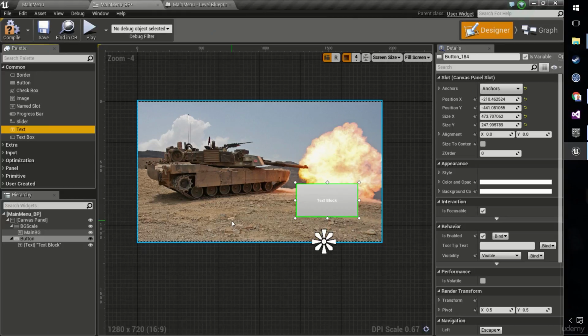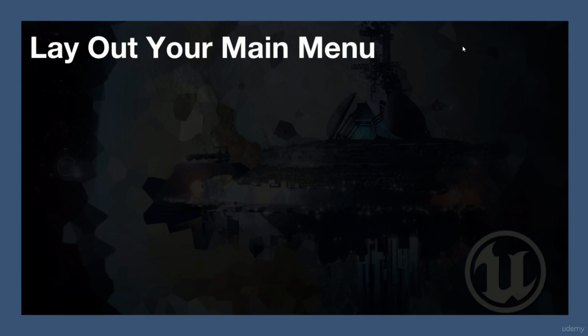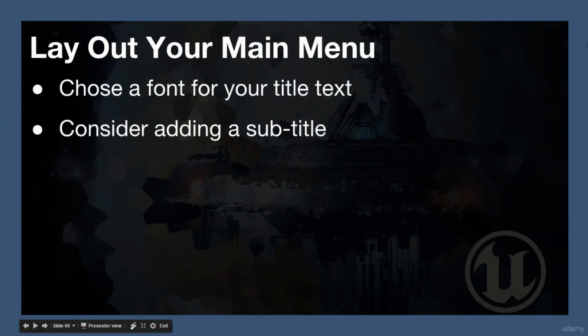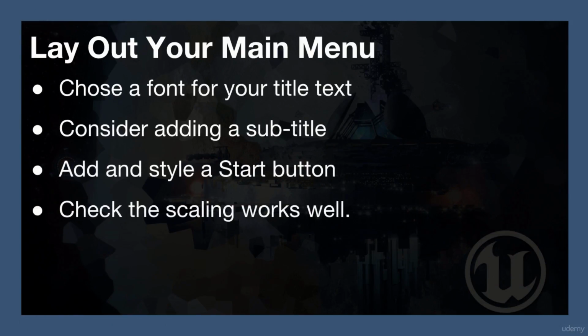All right. Now I want you to have a play with that and remember to customize your font. So I'm going to delete that button for now and put you into your challenge, which is to lay out your main menu. Choose a font for your title text, consider adding a subtitle, add and style a start button, and check that the scaling works well and that the button is visible at a variety of different screen shapes. So go ahead, pause the video and set up your UI now.